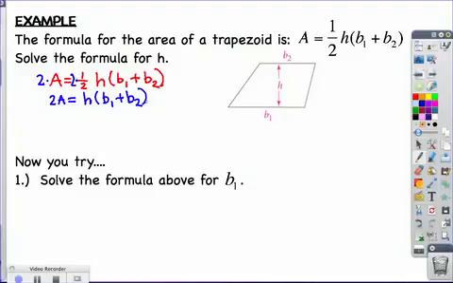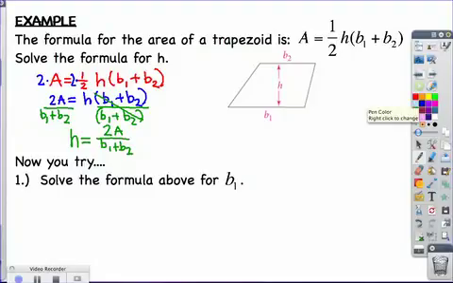In order to solve the formula for b1, I'll have to use inverse operations. To get rid of 1/2, which is being multiplied, I use the inverse, which is dividing by 1/2, or the reciprocal. Multiply both sides by 2. Now I have 2a equals h times b sub 1 plus b sub 2.